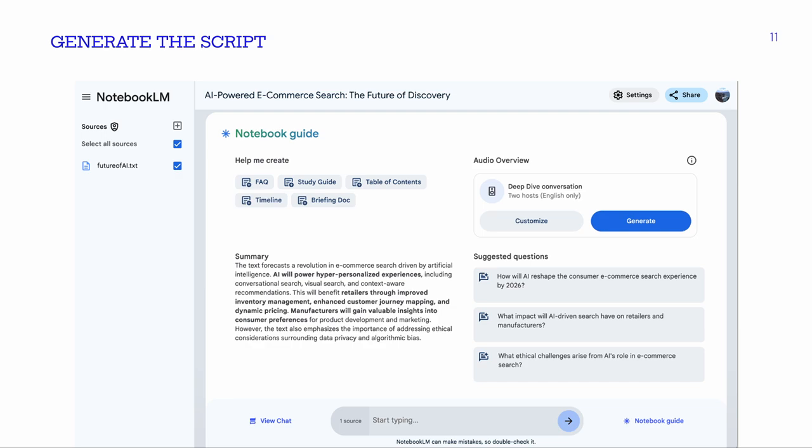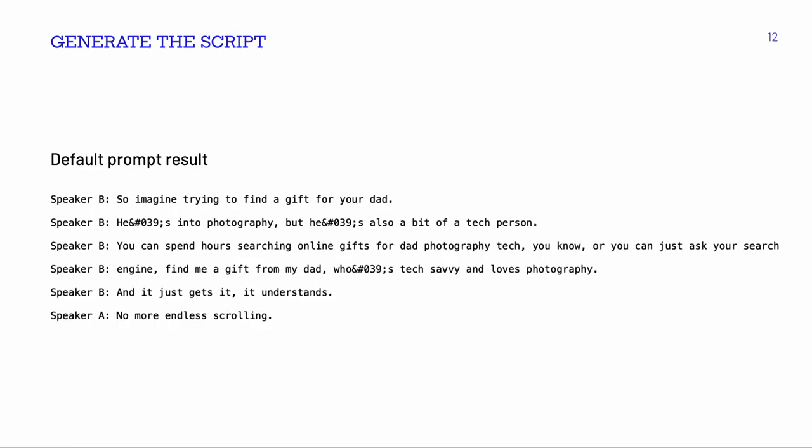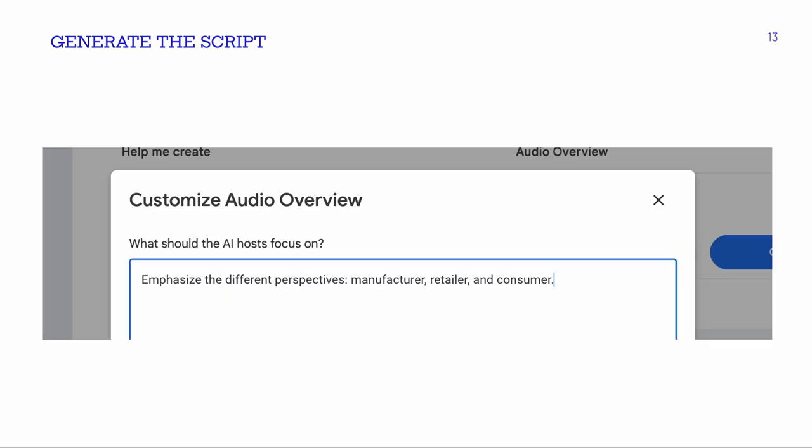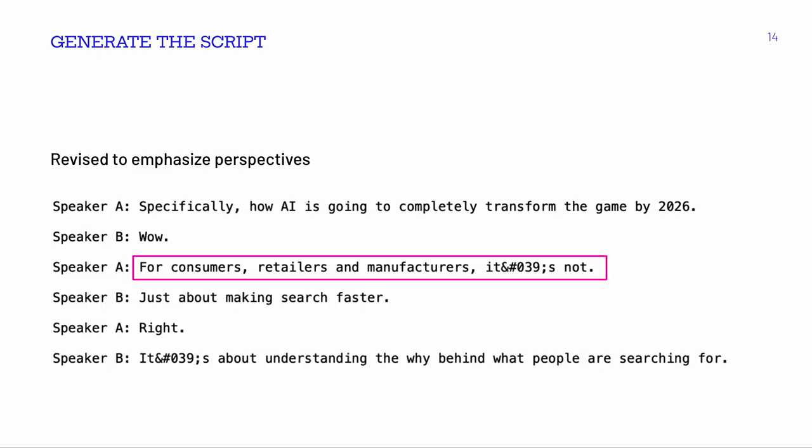So I uploaded my Claude article onto Google Notebook LM. The default prompt generated a surprisingly smooth podcast conversation, but it didn't emphasize the different perspectives as much as I wanted. My Claude article explicitly outlined the information from the perspectives of the manufacturer, retailer, and consumer. And for some reason, that emphasis was lost in the initial Notebook LM generation. So I went ahead and instructed Notebook LM to emphasize those perspectives, and I got what I was looking for.